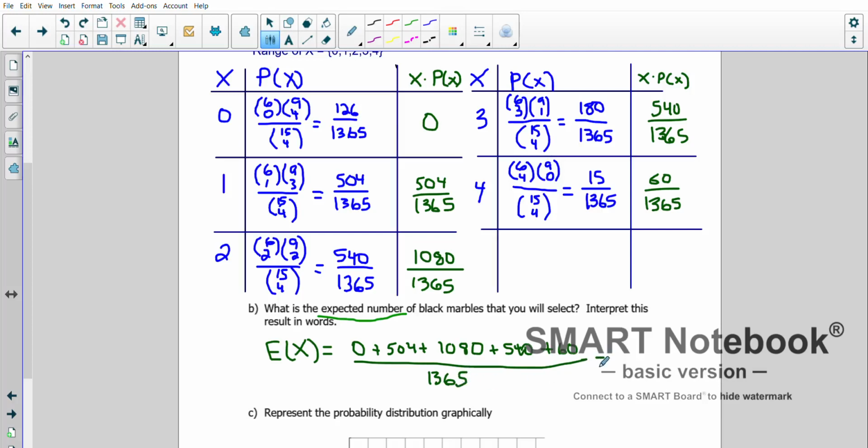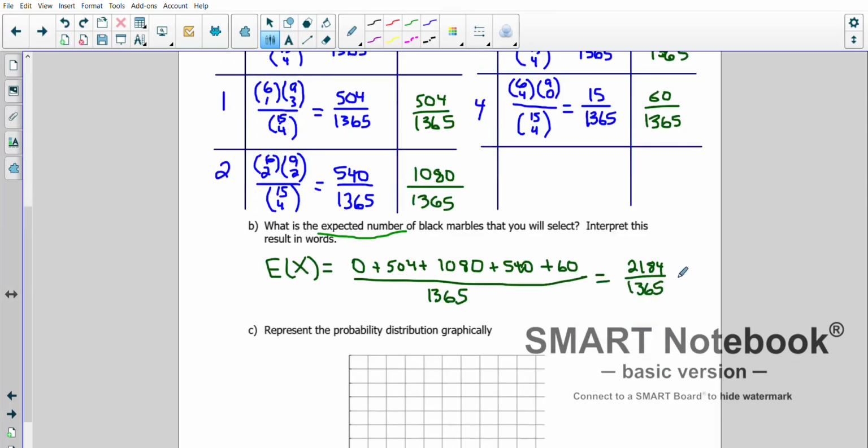And then that would equal, I believe, 2184 over 1365, which equals 1.6. So if you're ever asked to interpret what this means, that means that on average, if you were to do this experiment, you would expect to pick out 1.6 black marbles. Of course, you can't pick out 1.6 black marbles as an actual result, but it's an average.